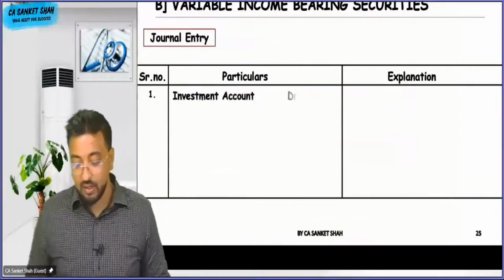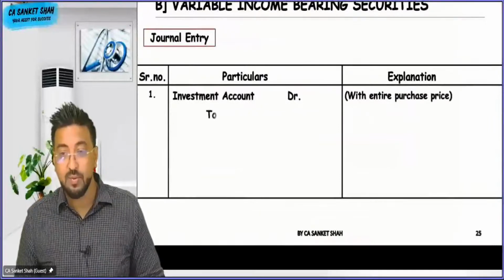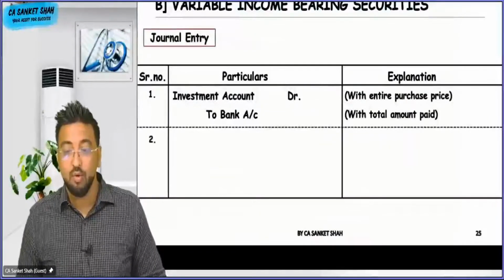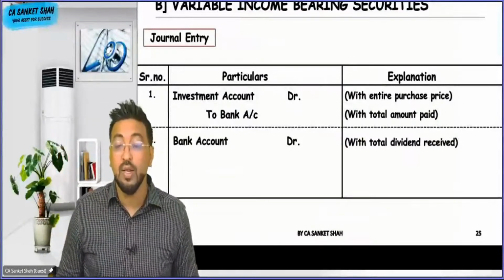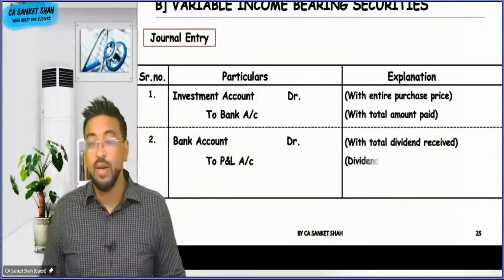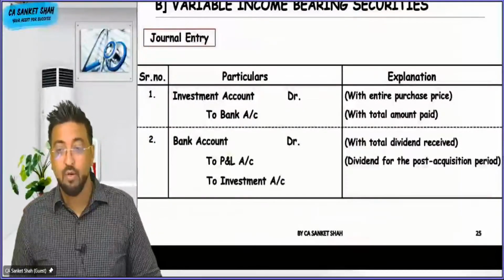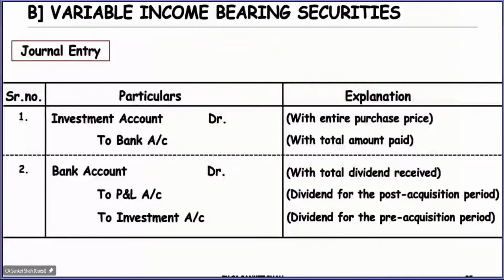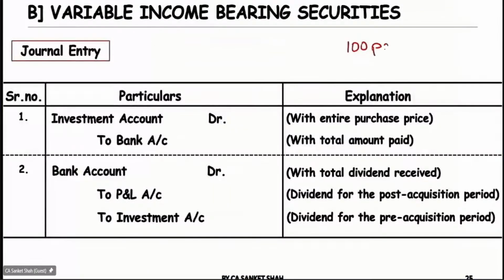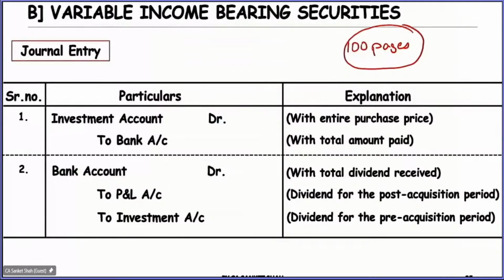Yes, investment account debit with purchase price to bank, total amount paid. And when you sold this, bank account debit with total dividend. No, this is total dividend received, to P&L for dividend, and to investment if there is a pre-acquisition dividend. So write down, this is also 100 pages book. You have to write it in the 100 pages.